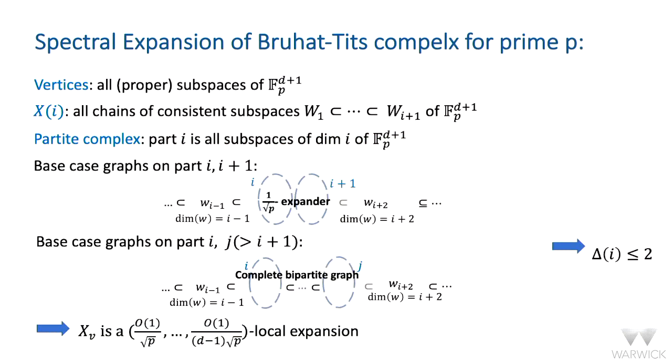I haven't tried to optimize the constant, but this root p is something you should expect. It's sort of the analog of the Ramanujan case, but I don't know really what the best constant is, and we don't even have the analog of Alon-Boppana. I don't know if any lower bounds can be shown, but yeah, it's all open.